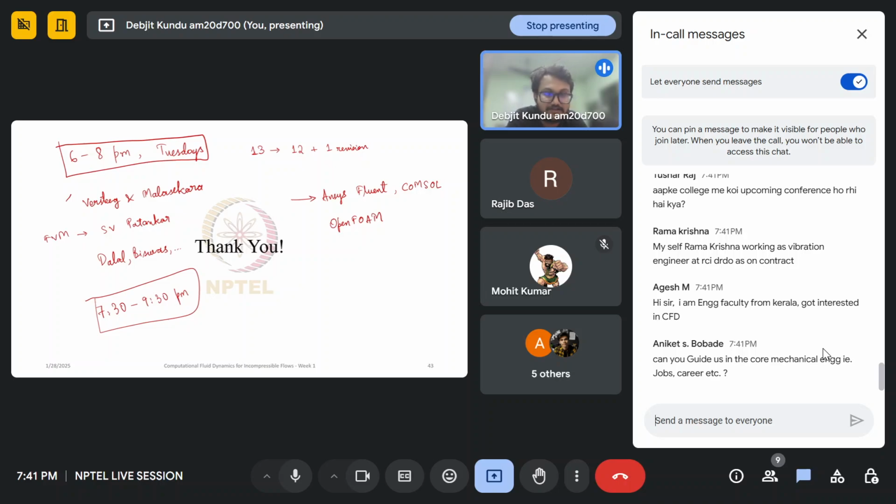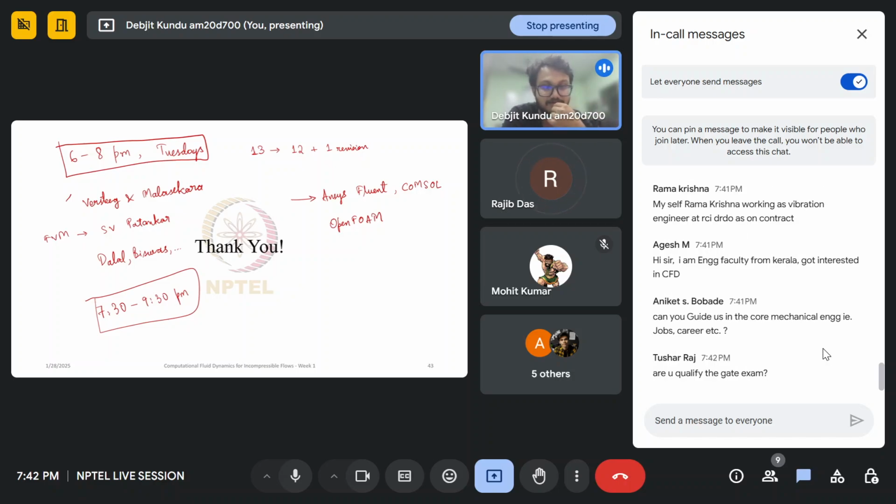Can you guide us in core mechanical engineering jobs, career, etc.? I'm lost myself. I'm not sure I'm the right person to do that, but I will definitely try my best to guide you through this particular course on CFD for incompressible flows. But I'm sure we have faculty members and personnel from DRDO as well. You can connect with them. This could be a good platform to connect with each other and get some advice regarding these things.